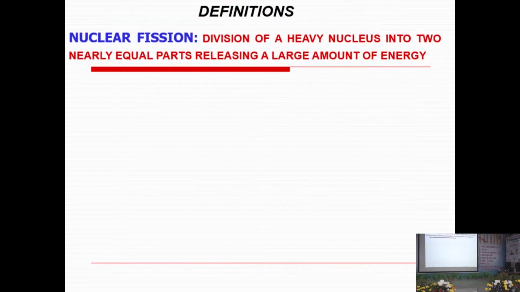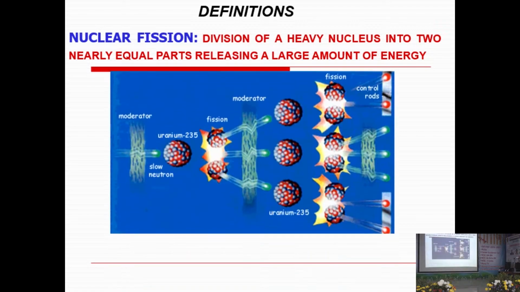What are the definitions? Nuclear fission is nothing but the division of a heavy nucleus into two nearly equal parts, releasing a large amount of energy. The same thing I explained here in pictorial form. You see the neutrons generated in the fission are on the higher side. Then we have to use the moderator for thermalization, and then this thermal neutron will be used to bombard the uranium-235, and it will undergo fission.